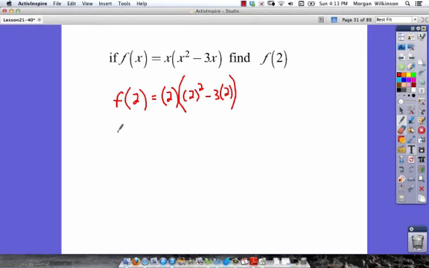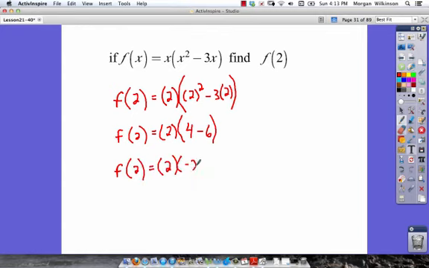So if we go ahead and solve, we can say f of 2 is equal to, well, we've got 2 times 2 squared, that's 4, minus 3 times 2 is 6. Same problem as we just did. F of 2 is equal to 2 times negative 2. And our answer is going to be f of 2 is equal to negative 4. And we can report our answer just like that. F of 2 is equal to negative 4.